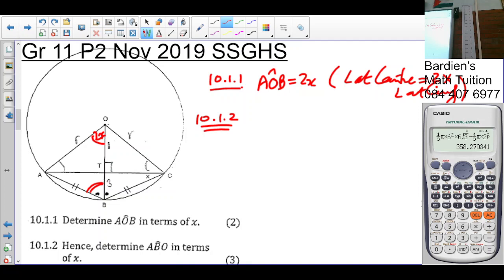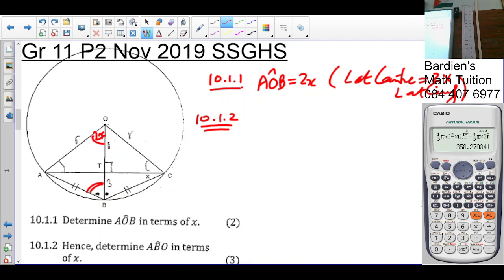It's not 90. Okay, so if you look at the shape here, that wasn't given as 90. But anyway, if you look at what is given here, what do you notice?